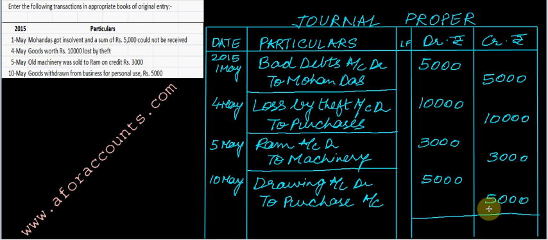Just take the total of both the sides. So making a journal proper is very simple. Just have your basics clear about the journal entry, and you can easily plot a journal proper.